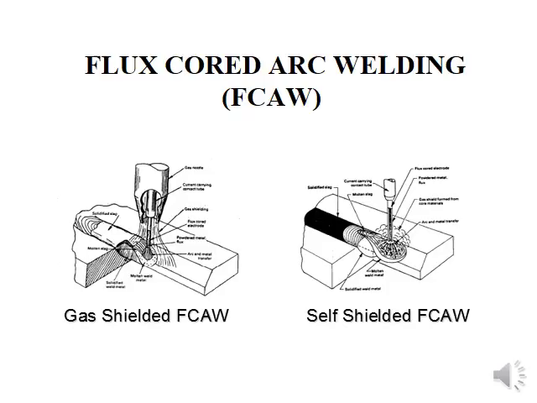You can see these two processes in the two diagrams here. We have on the left the gas-shielded flux-core arc welding process, where you're using a flux and the gas to shield the weld metal.